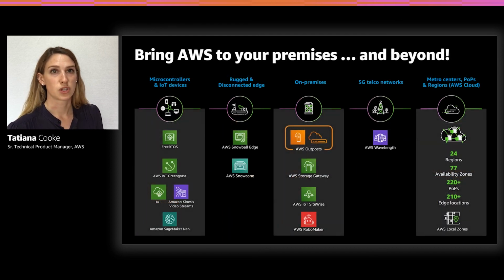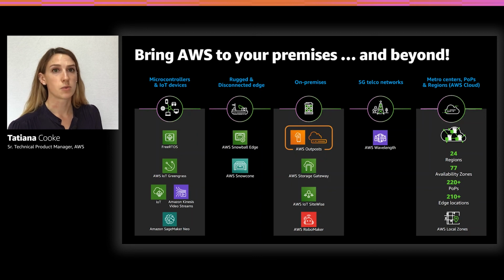Outposts in both rack and server form factors are part of a range of AWS options for different needs. And we think Outposts are great for connected sites, but there are a few different services you can consider depending on your constraints. From the far edge with microcontrollers and IoT devices, to rugged and disconnected locations where Snowball family products meet customer needs, to networked on-premises, where depending on your use case, you can use a combination of Outposts, Storage Gateway, SiteWise for industrial IoT, or RoboMaker for robotics.